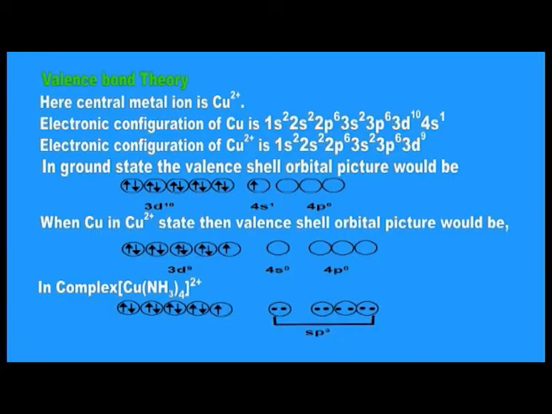Let's start applying the valence bond concept in this case. Here, the central metal ion is Cu2+.